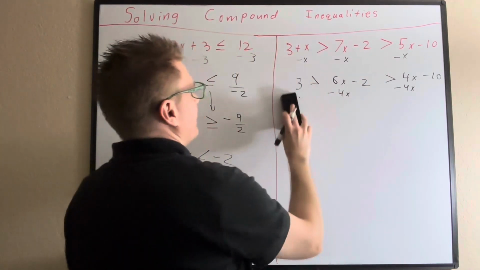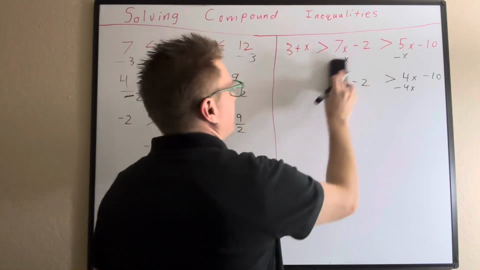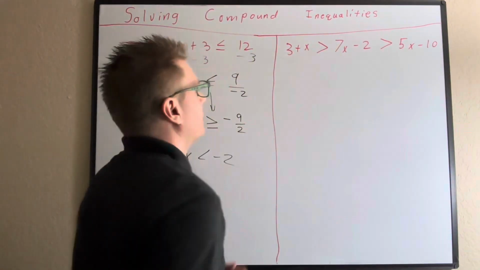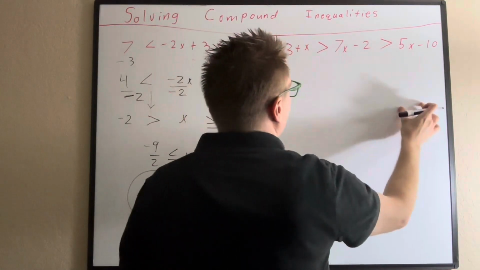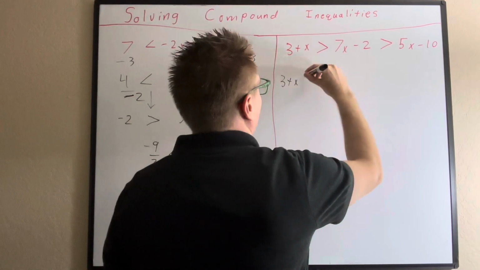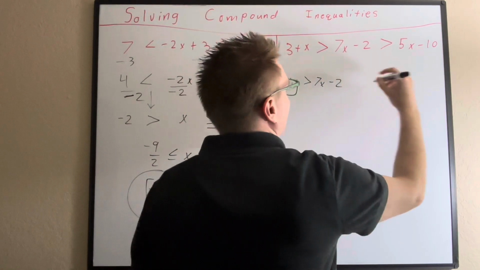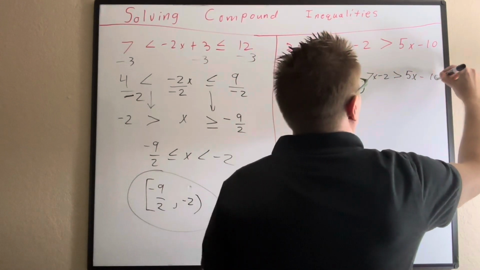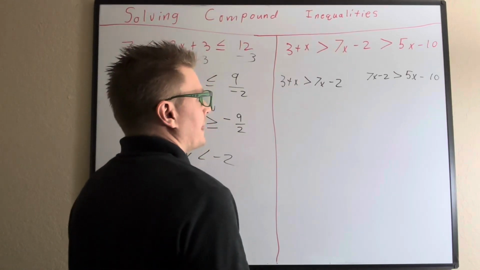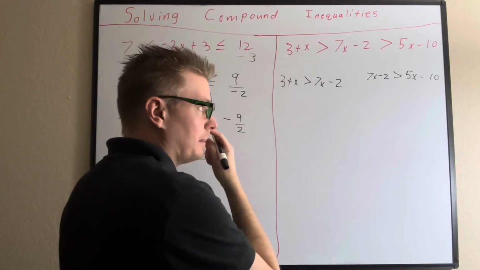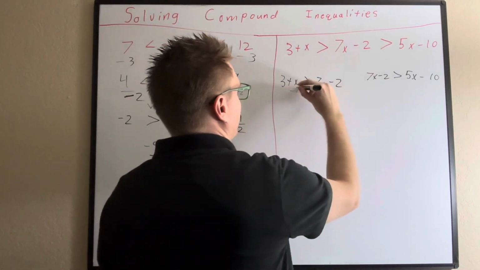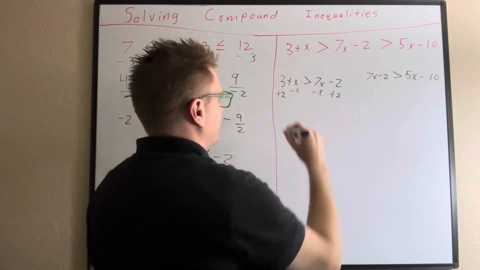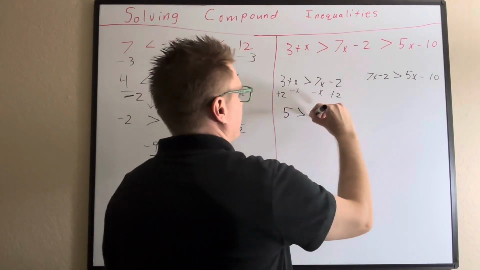Well, go back to that first method we discussed in this video. Separate them into 2 different inequalities. Right? 7x minus 2 greater than 5x minus 10, right? Now we can figure it out. Subtract x from both sides. Add 2 to both sides while we're at it. Let's just go fast. 5 is greater than 6x.